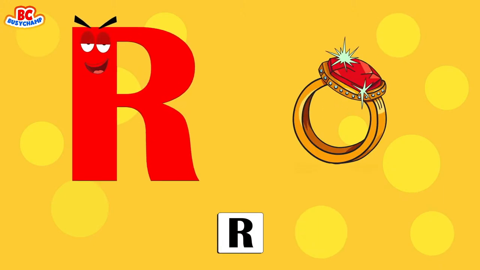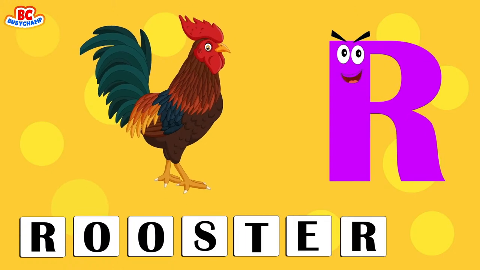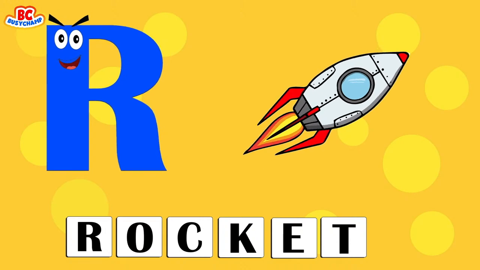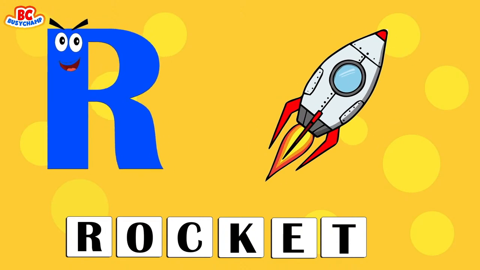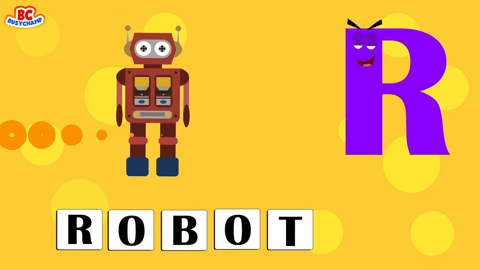R is for ring, r, r, ring. R is for rooster, r, r, rooster. R is for rocket, r, r, rocket. R is for robot, r, r, robot.